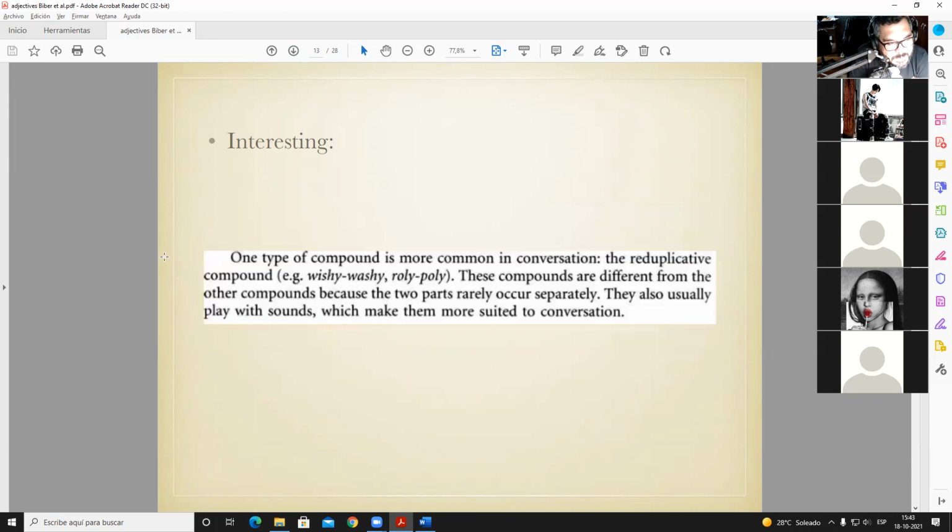Another interesting thing. One type of compound is more common in conversation: the reduplicative compound, wishy-washy, roly-poly. These compounds are different from the other compounds because the two parts rarely occur separately. They also usually play with sounds, which makes them more suited to conversation. And I believe they are old-fashioned.